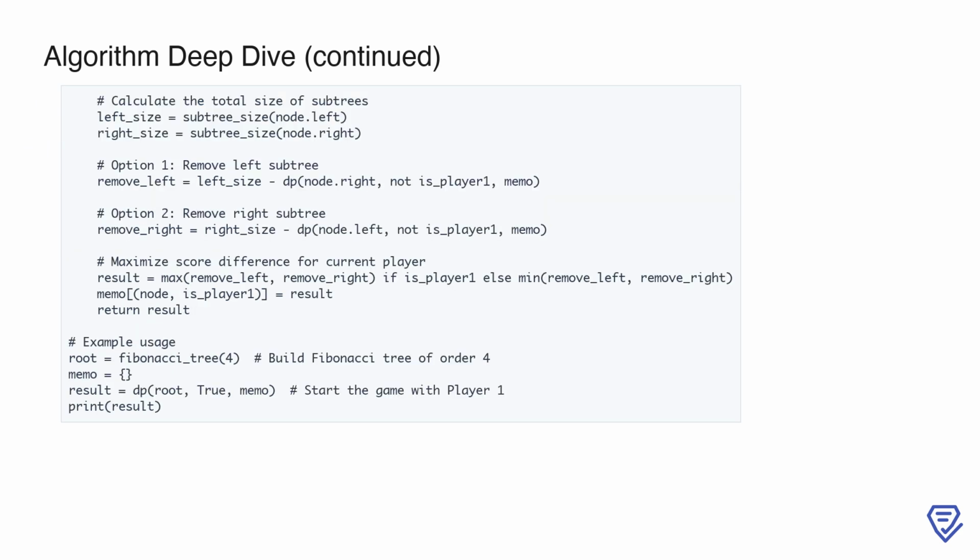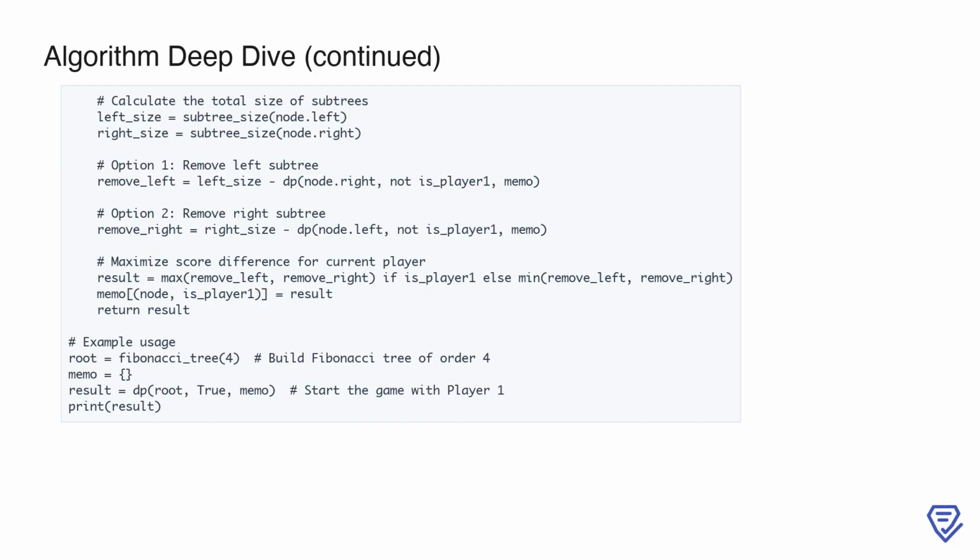Within the dp function, we begin by calculating the sizes of the left and right subtrees of the current node. The two main options are to remove either the left or the right subtree. When removing the left subtree, the size of that subtree is added to the current player's score, and the opponent's turn is simulated for the remaining tree. The same procedure applies for removing the right subtree. The current player then chooses the option that maximizes their score difference.